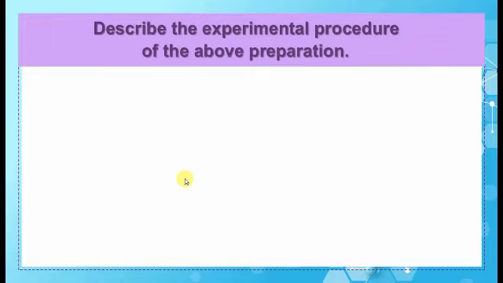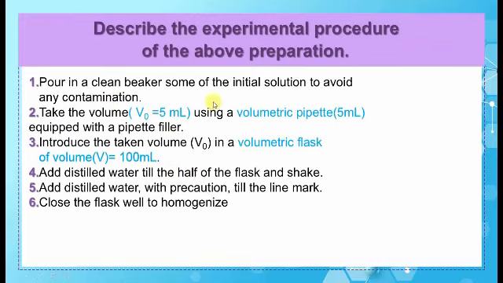Okay, the procedure. Pour in a clean beaker some of the initial solution to avoid any contamination. Take the volume V0, 5 ml, using a volumetric pipette 5 ml equipped with a pipette filler. Introduce the taken volume V0 in a volumetric flask of volume V equals 100 ml. Add distilled water till the half of the flask and shake. Add distilled water with precaution till the line mark. Close the flask well to homogenize. This procedure must be memorized.